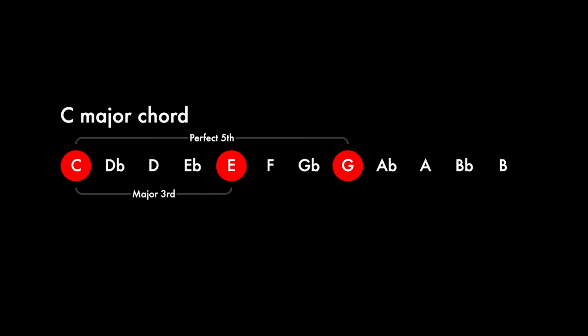First, let's look at what a C major chord looks like. It consists of the notes C, E, and G. C is the root note, the E is a major third above it, and the G is a perfect fifth above the C.